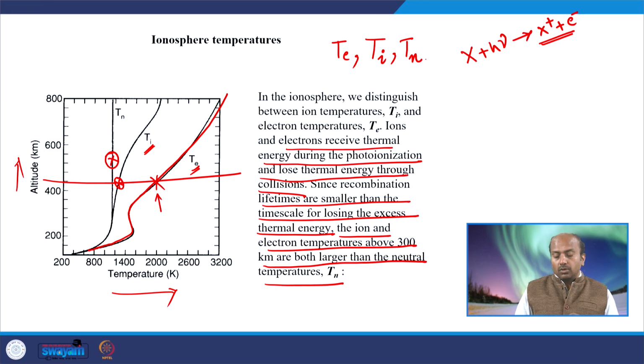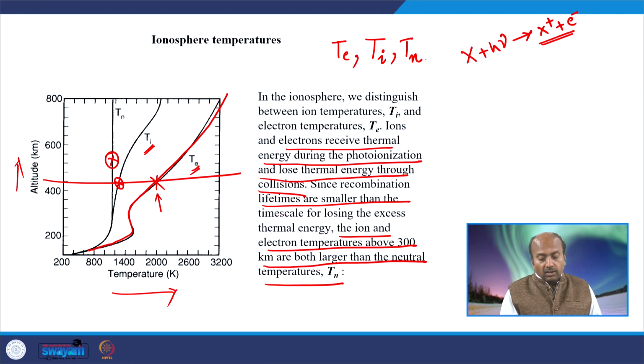Recombination lifetime is smaller. So you need a certain amount of time for losing the excess energy. How do you lose the energy? There has to be something with which you can interact and exchange energy or reach equilibrium. This process of finding that other atom or molecule will take some time. That depends on the density of the fluid. If it is very dense, it will be immediate. If it is rarefied, it will take some time. So there is some characteristic time required for losing excess thermal energy. This time seems to be larger than the recombination lifetime. So before it exchanges energy, recombination happens, or the charged state will vanish. This is the reason why the ion and electron temperatures above 300 kilometers are both larger than the neutral temperature, which is Tn.